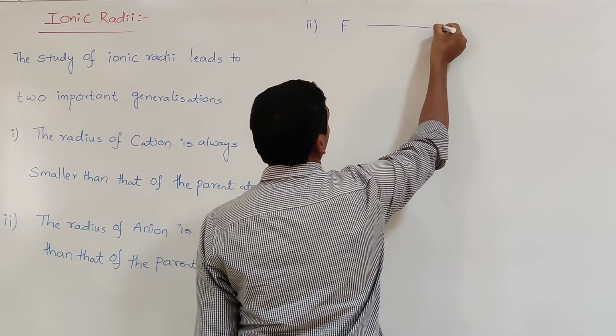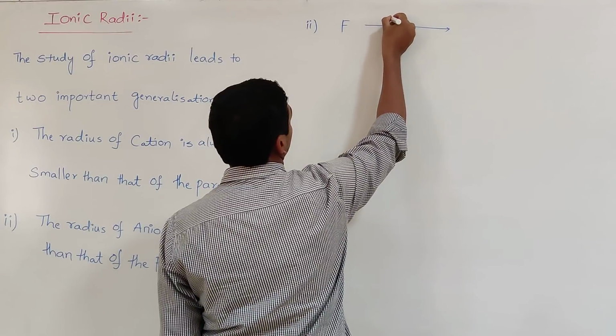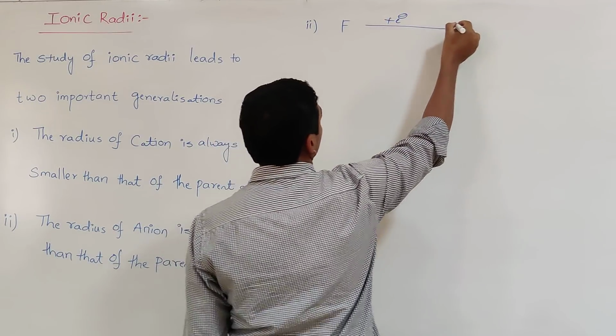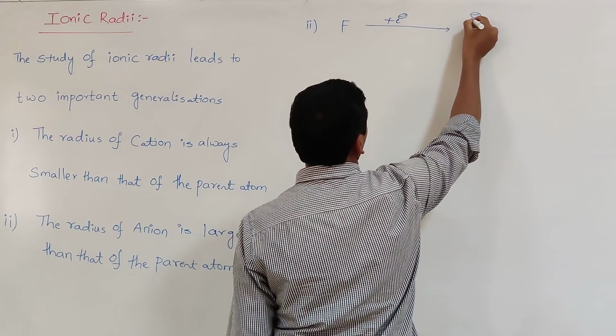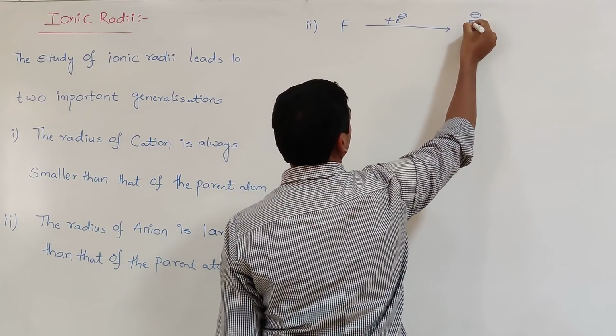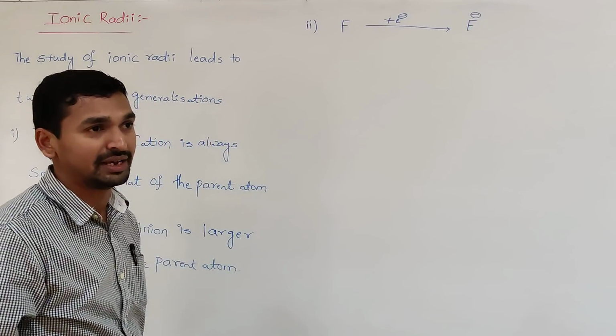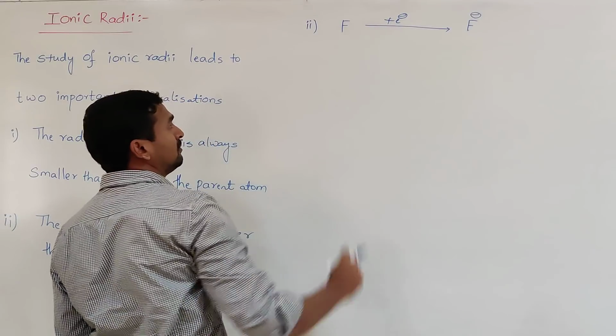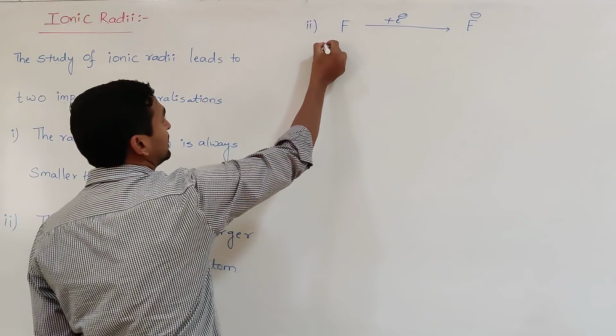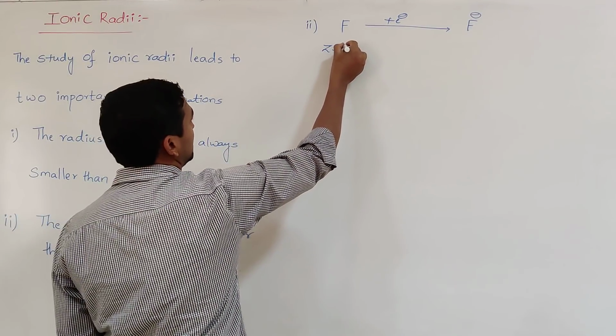Fluorine, by gaining the electron, develops a negative charge. This is called the fluoride ion. An atom which is carrying the negative charge is called an anion. Now, the parent atom of this anion is which one? Fluorine. What is the atomic number? Z is equal to 9.